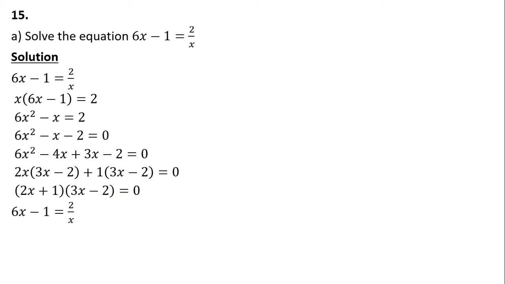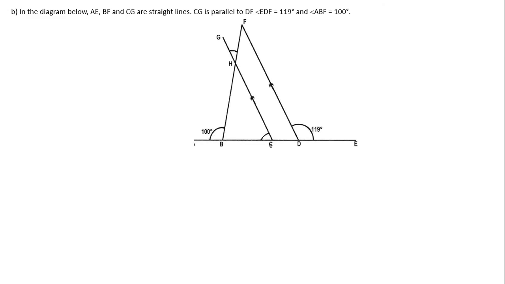From here, what are we supposed to do? We are going to equate. We equate 2x plus 1 is equal to 0 and 3x minus 2 is equal to 0. And then we are going to find the values of x as x is equal to negative half or x is equal to 2 over 3. We continue.